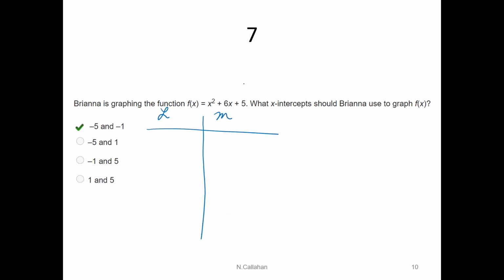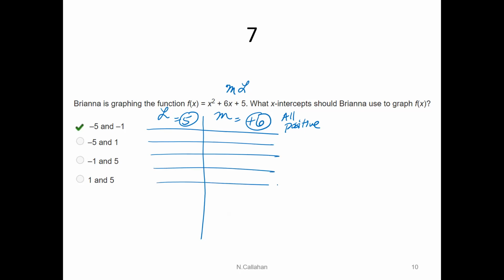Last number, middle number. Your last number here and your middle number is right there. My last number is going to be 5. My middle number is going to be a positive 6, okay? So first thing you want to do is look at it. Are we using positive numbers or negative numbers? Well, that's a positive 5, that's a positive 6. So because there's no negative numbers, everything has to be positive, okay? And then draw your lines.